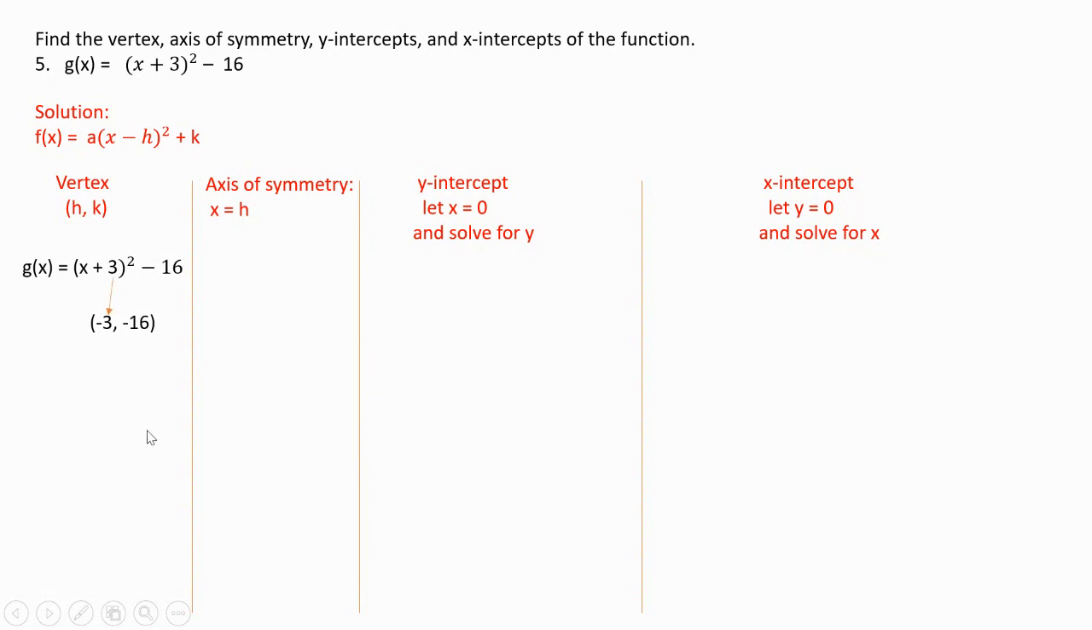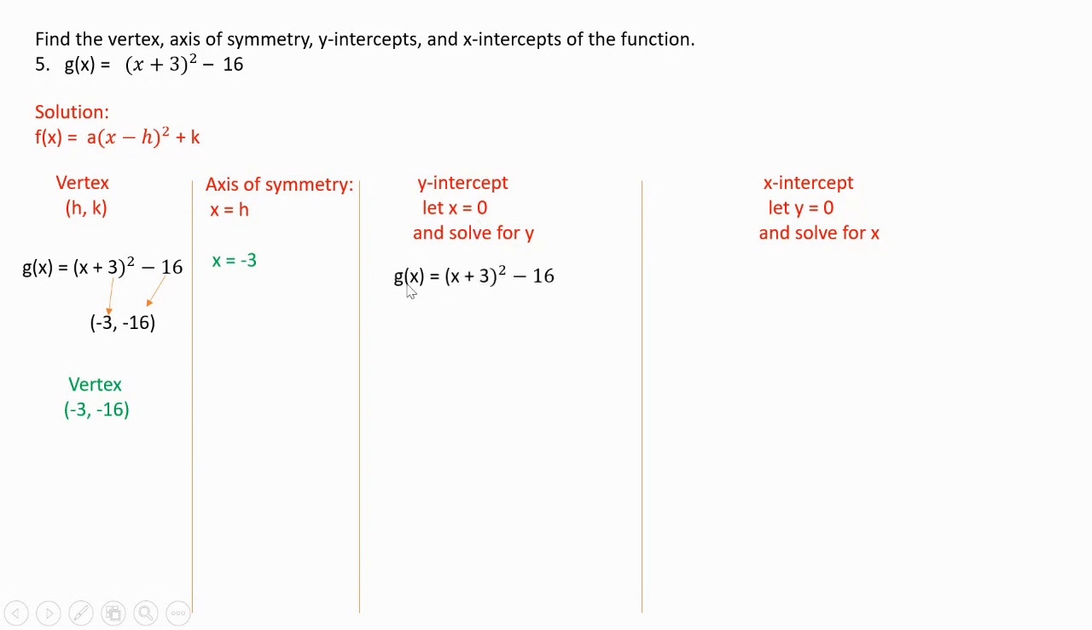So that's my h and that's my k, so that's my vertex. What's my axis of symmetry? x equals -3. Now to solve for the y-intercept, we have to use the rules from basic algebra. To find the y-intercept, we let x equal 0 and solve for y. And to solve for the x-intercepts, we just reverse it: we let y equal 0 and solve for x. So in this case, for the y-intercept, we're going to let x equal 0.